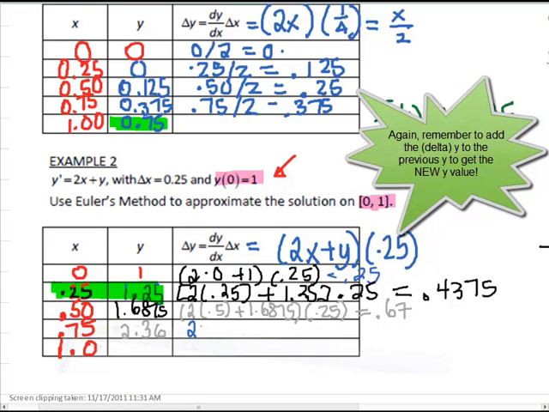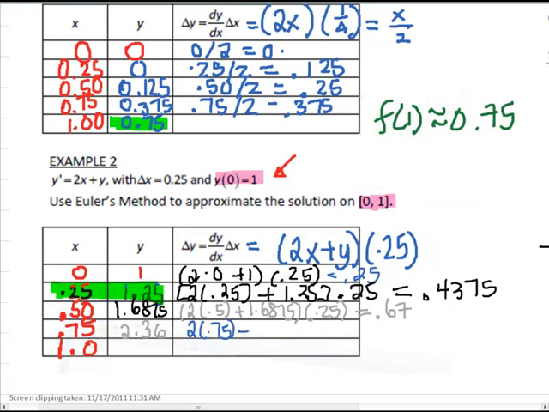Now I have to do this one more time. 2 times 0.75 plus 2.36, all of that times 0.25. And this is going to equal 0.96. So we take this 0.96, add it to 2.36, and we get 3.32. And that's our answer.